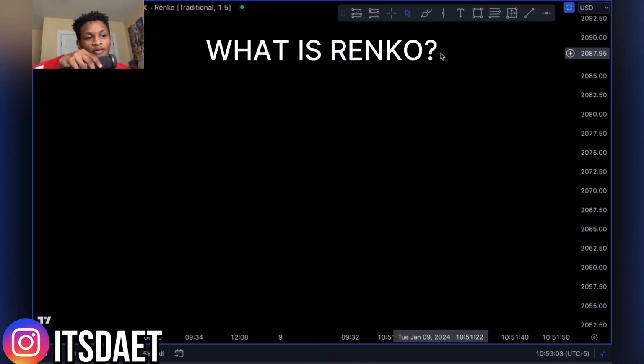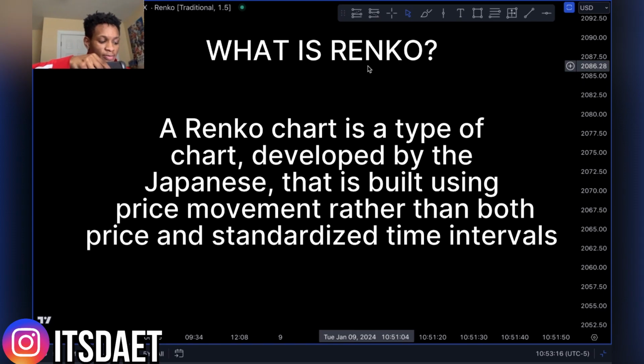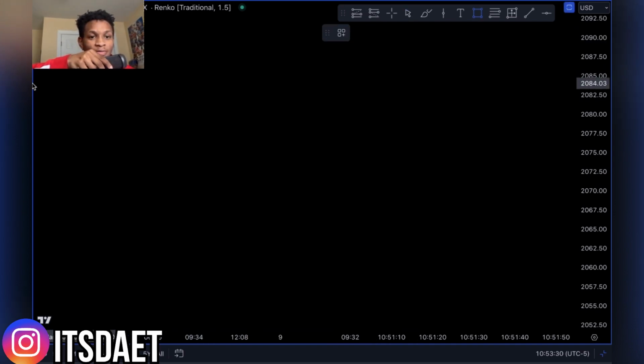Before we even start, we're going to talk about what Renko actually is, because I'm 100% sure that a majority of you coming to this probably don't know what Renko is. Renko is a chart type developed by the Japanese, just like Japanese candlesticks, and it's built using price movement rather than standardized time intervals. You're going to be looking at Renko bricks.